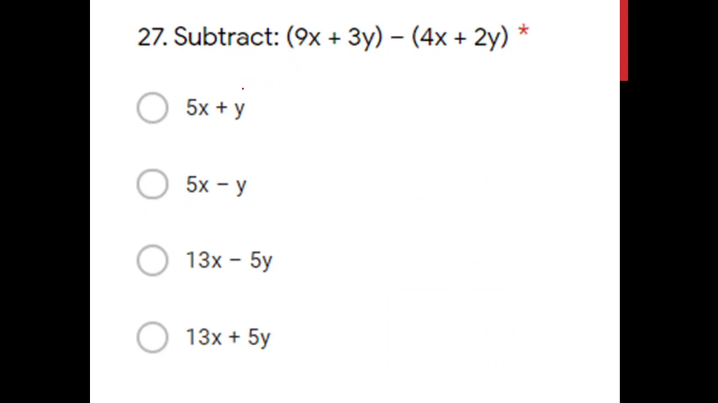So we have a subtraction of polynomials. We need to subtract 9x plus 3y minus 4x plus 2y. Now again, I want you to remember the rule when it comes to subtraction of integers, that you need to change the sign of your subtrahend to its opposite sign. Okay, so how do we do this? First, let's copy this one here.